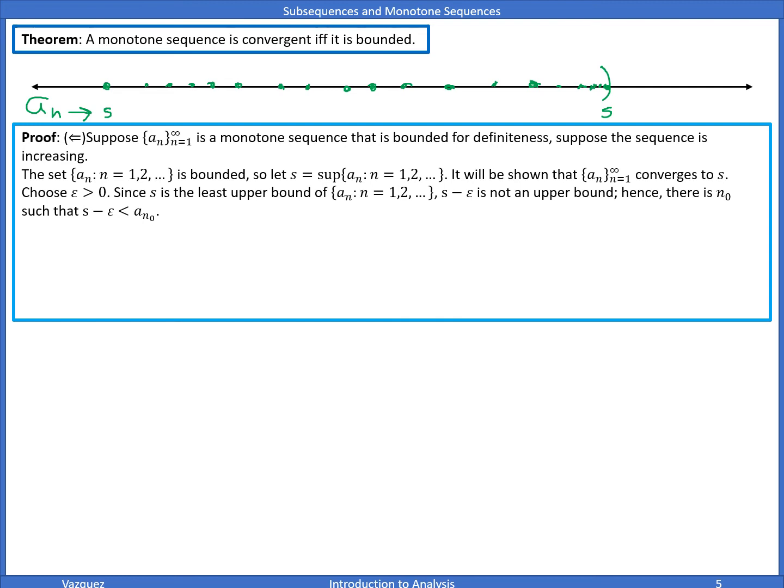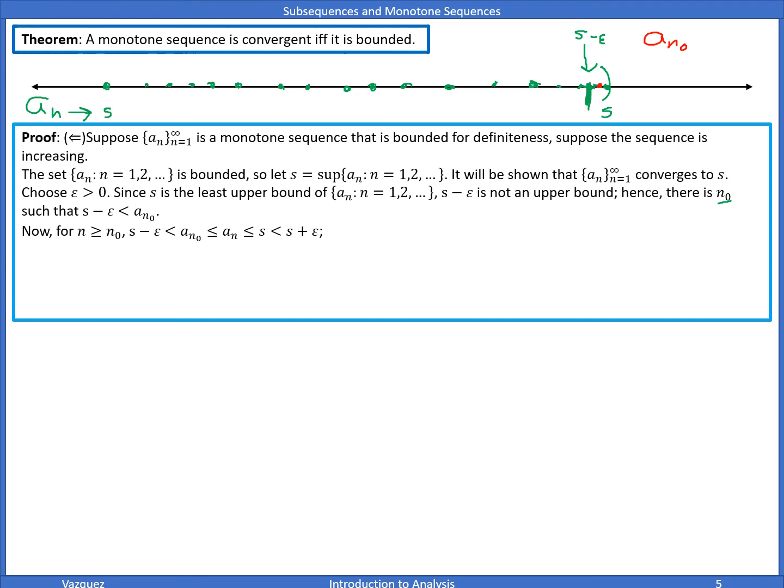So choose epsilon greater than 0. Since s is the least upper bound of all these terms, s minus epsilon, which would be somewhere here, is not an upper bound, right? So that means, say, s minus epsilon is right here. So there's an n naught such that there's a sub n sub naught term of the sequence somewhere in between, such that it's greater than s minus epsilon.